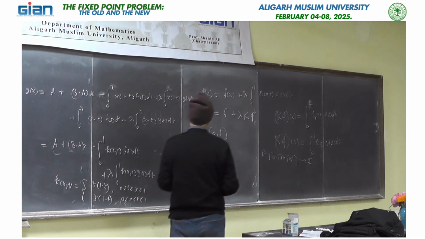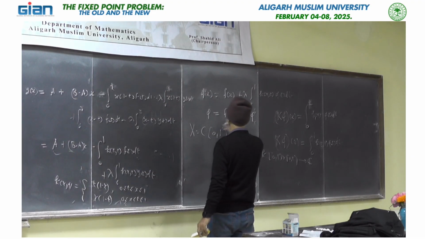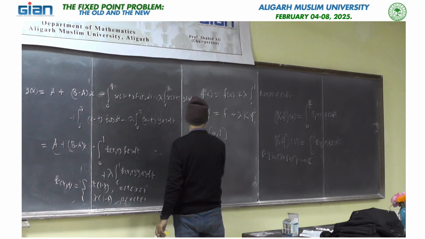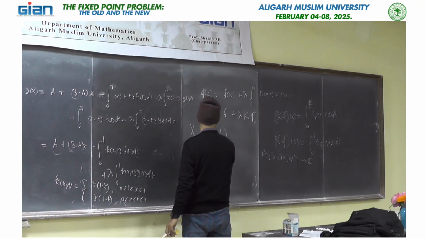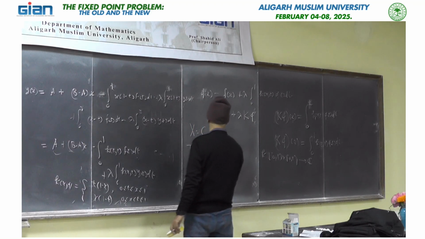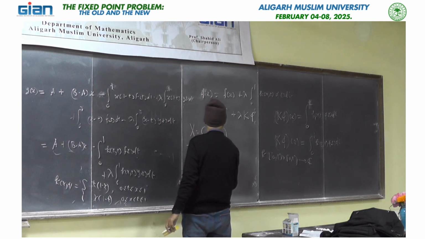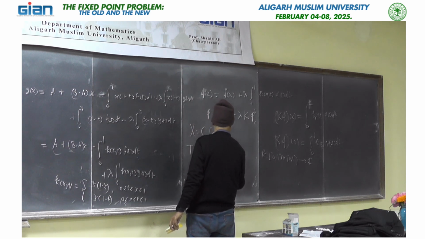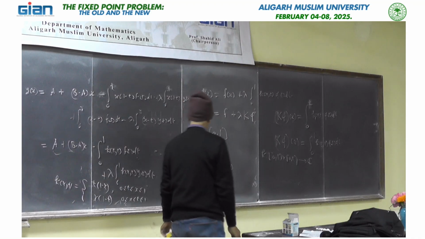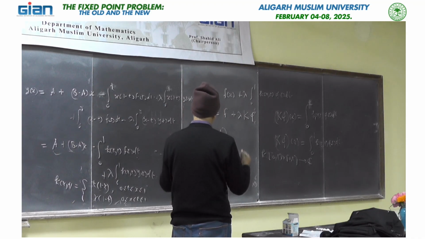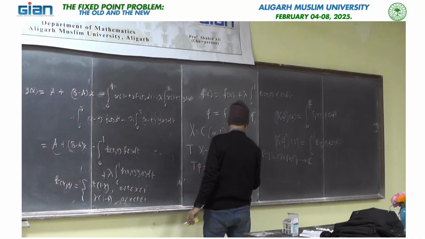Okay. Now here, we define this T from this X to X like this: T of phi equal to f plus lambda k phi, for any phi in X.